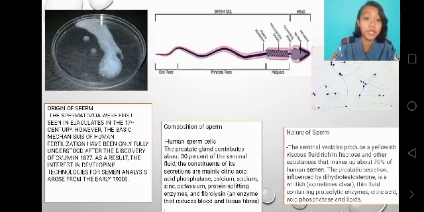So, nature of sperm. The seminal vesicles produce a yellowish viscous fluid rich in fructose and substances that makes up about 70% of human semen. The prostatic secretion, influenced by testosterone, is a whitish or sometimes clear, thin fluid containing proteolytic enzyme, citric acid, acid phosphatase and lipids.